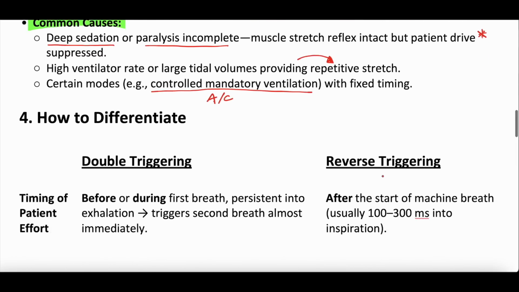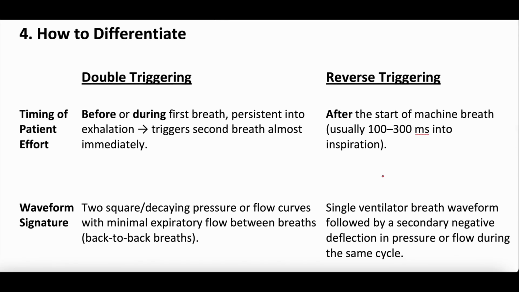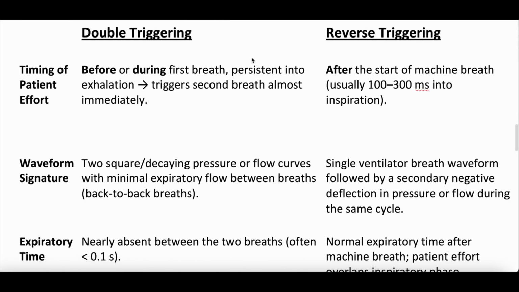How do we differentiate these two? Well, there's a couple hints just in general, and then we'll talk about scalars or waveforms. So when it comes to double triggering and reverse triggering, the first differentiator that we can use is the timing of patient effort, okay? Double triggering, the patient's effort is usually before or during the first breath, and then it persists into the exhalatory phase. This triggers a second breath almost immediately. Many of these patients have flow starvation, so you'll see them take this robust inspiratory effort, and they'll still be inspiring even after the breath is done.